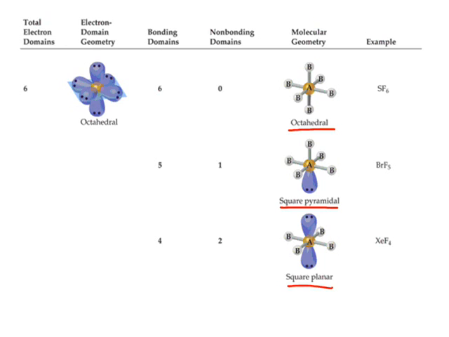Okay. So these are the different geometries that you get with up to 6 electron domains. And this gets us through the majority of the molecules that we'll have to deal with.